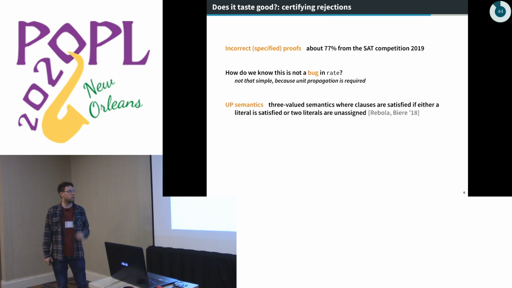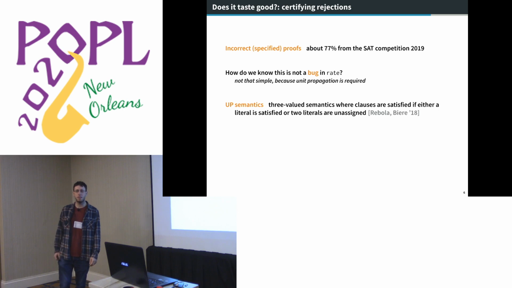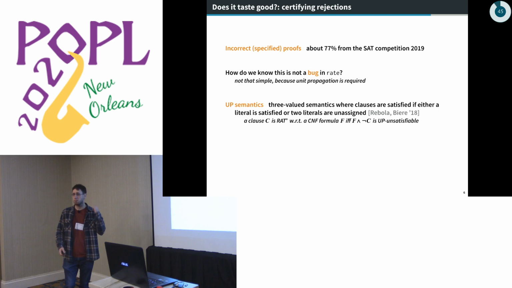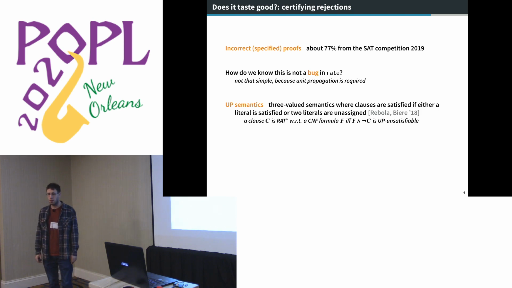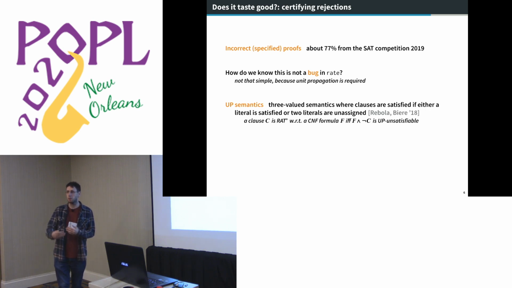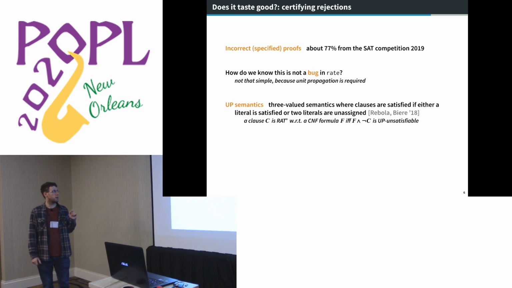So what we did is reuse some old knowledge that we had. Two years ago, we figured out that using some three-valued semantics and some weird notion of when a clause is satisfied, we could model when a clause is a RAT, the notion that DRAT checkers use for consequence, or derivability. In particular, we found out that a clause C is a RAT with respect to a formula F whenever F together with the negation of C is unsatisfiable with respect to those semantics.